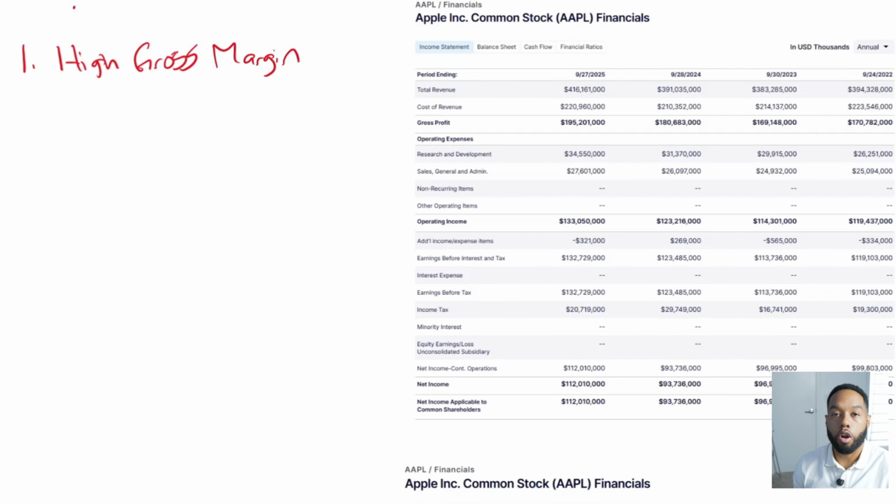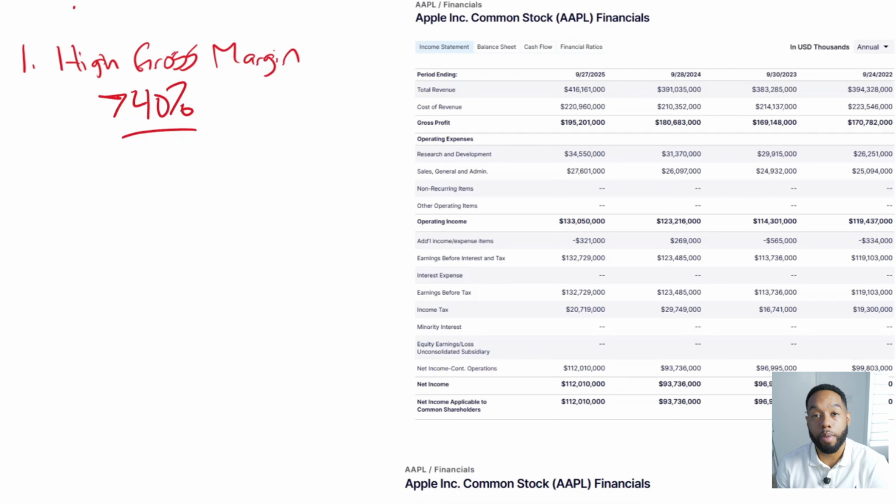So what is a gross margin? Our gross margin is how much money we make after we pay for our supplies. And Warren Buffett wants to see this above 40%. Now, why does Warren Buffett want to see this above 40%? The reason is that there's a good chance that if you have high gross margins, you have some type of competitive advantage because you can charge more while it costs you less to make your goods.